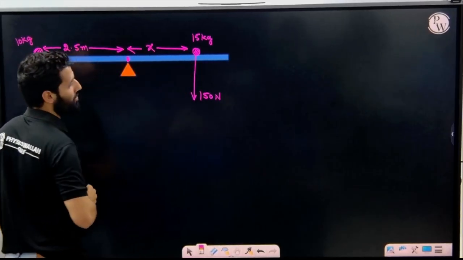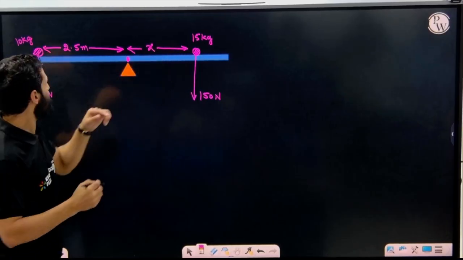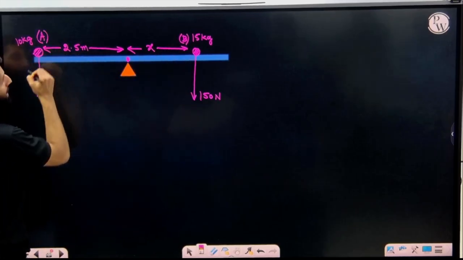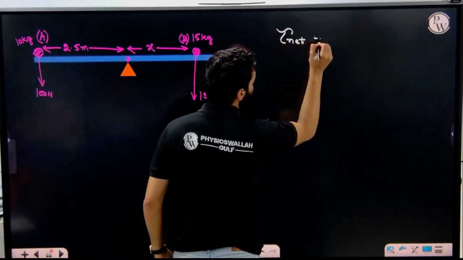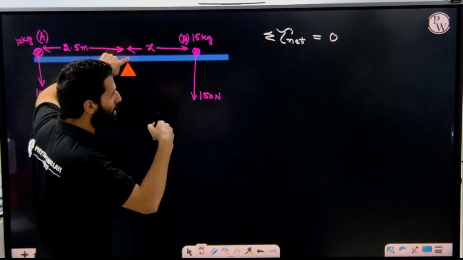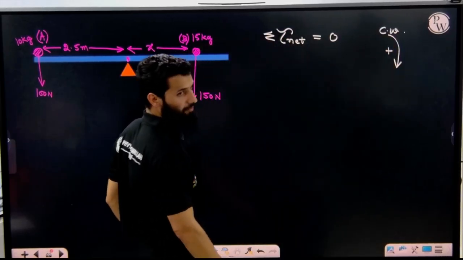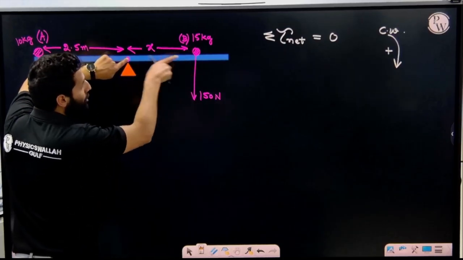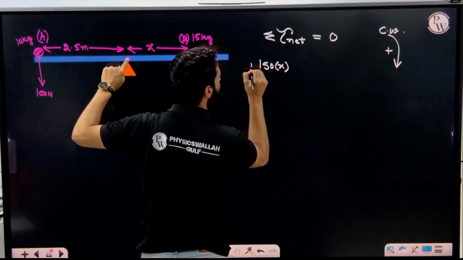Please pay attention. Let's say this is kid A, this is kid B. Now the net torque must be equal to 0. Only then it will be in equilibrium. Should we take clockwise positive or anti-clockwise positive? Clockwise as positive. So now tell me how much torque: 150 into x. Positive or negative? Positive.